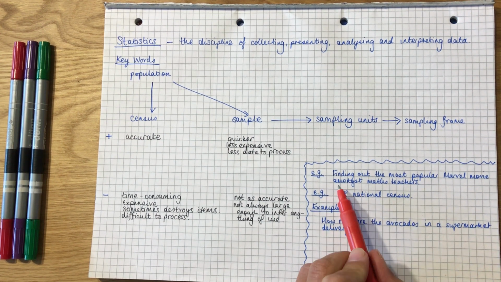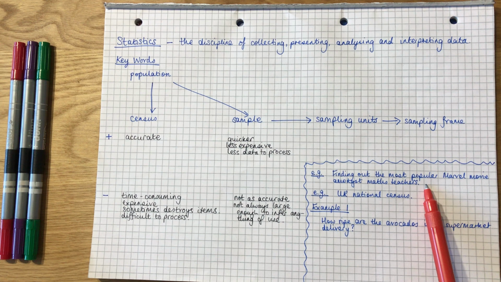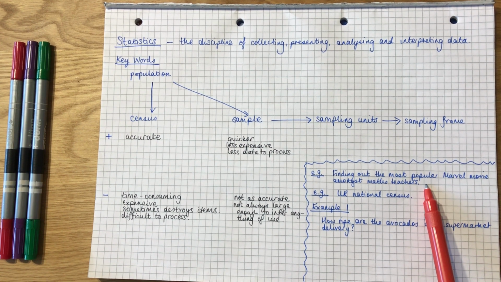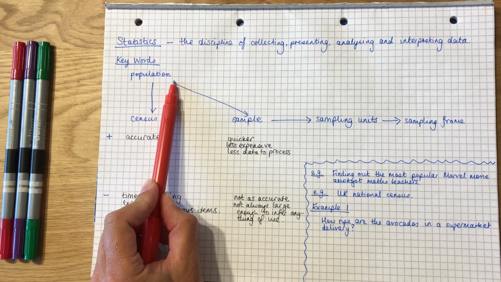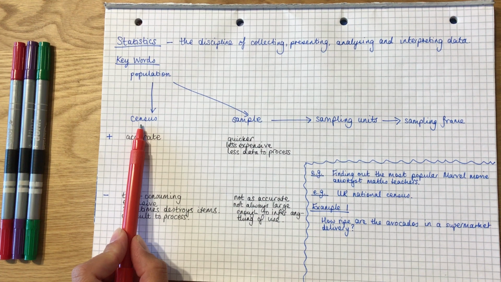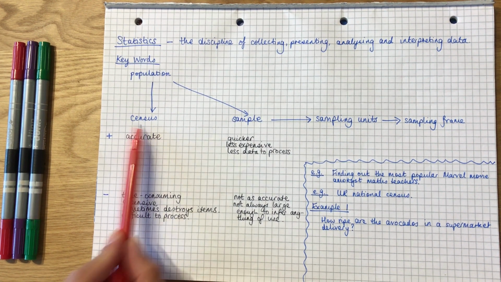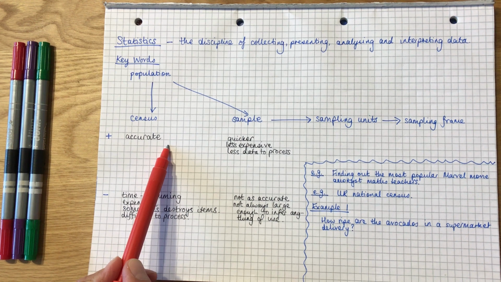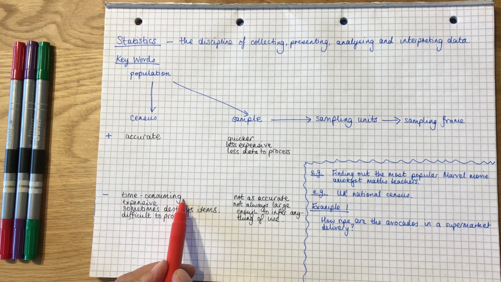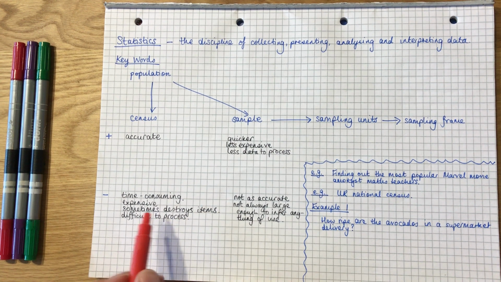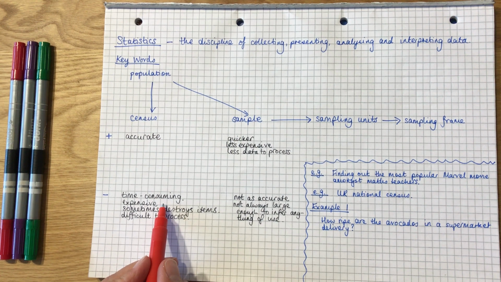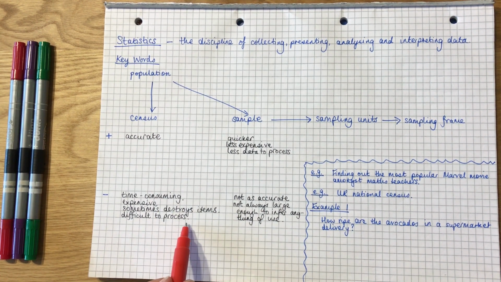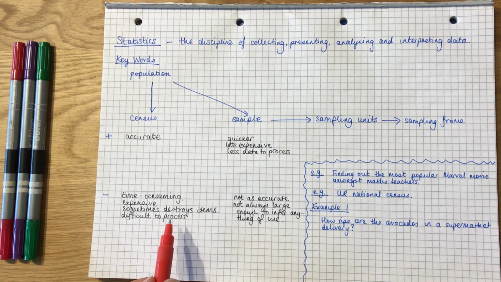Let's imagine that we want to find out the most popular Marvel movie amongst all the maths teachers in the country, because we know that maths teachers are a bit geeky like this. So our population is all the maths teachers in the country. If we were to do a census, we would survey every single one of them. Now you can see how that would definitely tell us exactly what we needed to know, but it would be hugely time consuming. You'd have to find out who all these people were, where they lived, or send something out to every school in the country. It would be really expensive. It would be a very difficult amount of data to process. You probably need to start using computers and programs in order to do it.